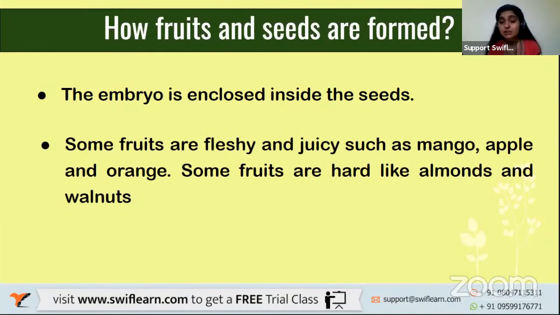Some fruits are fleshy and juicy, such as mango, apple, and orange. Some fruits are hard, like almonds and walnut. But the process that is happening is exactly the same. The pollination is happening, the fertilization is happening, the embryo is forming, and then we get that fleshy, fruity kind of fruit. And inside that particular thing, again, we have our seeds, right? So the cycle is repeating itself.